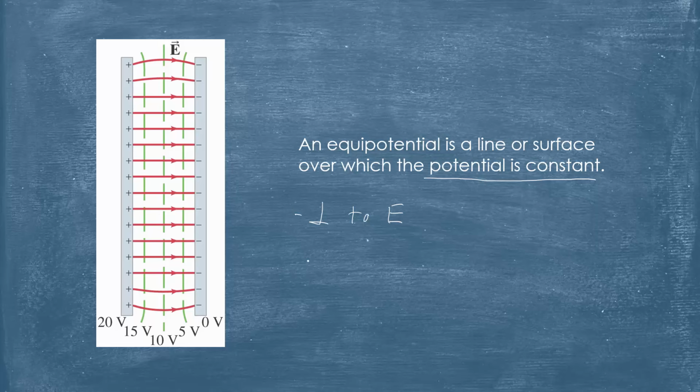And if you think about what's going on there, if you're moving perpendicular to the E field, there is no force needed to move because the E field indicates the direction of the force. So if you're moving perpendicular to that, it takes no force. If there's no force, there's no work done, and if there's no work done, there's no change in potential energy. So that's one way to get at this idea of an equipotential.